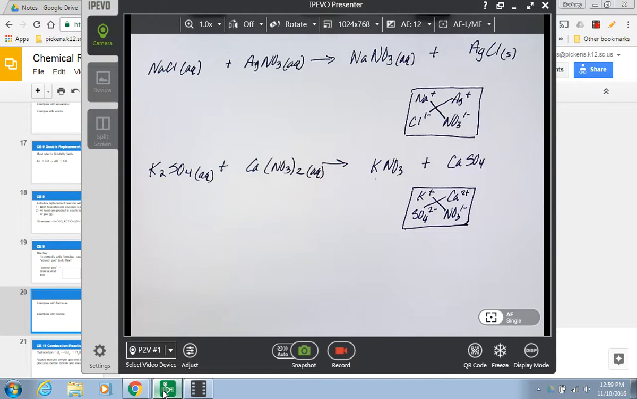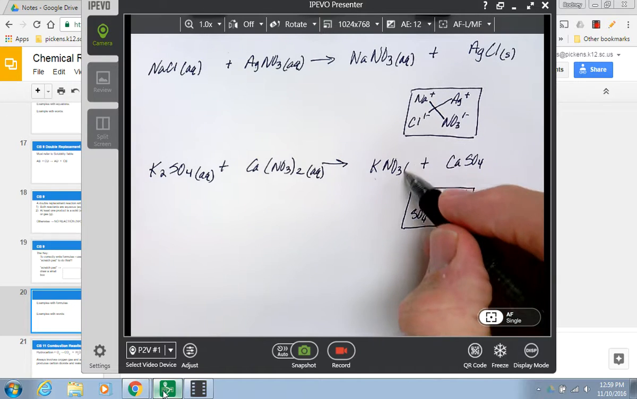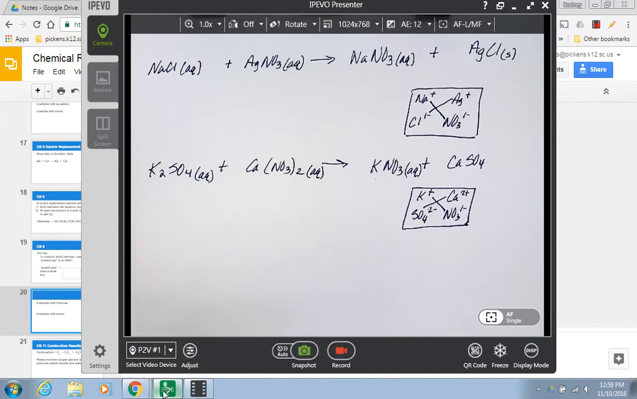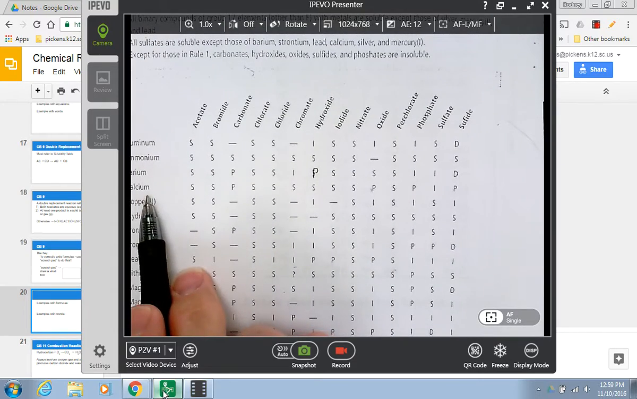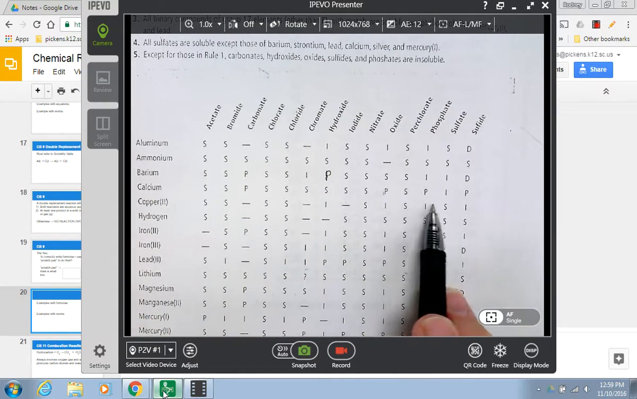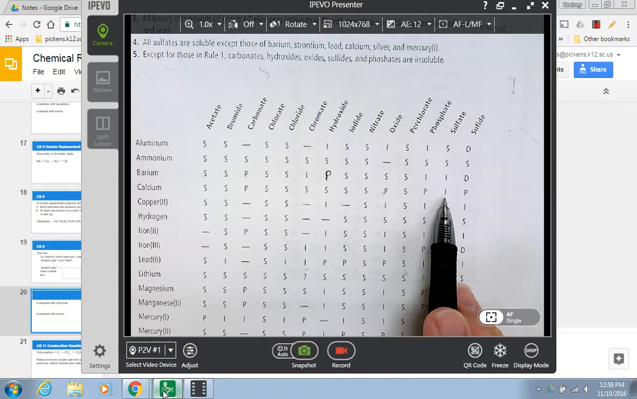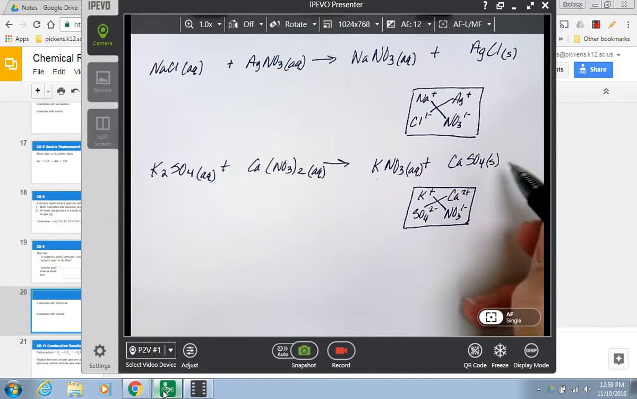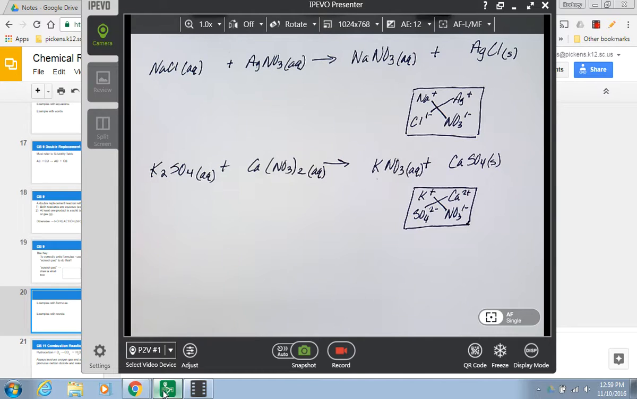So then we need to look it up. Nitrates are always soluble, okay? So we have AQ for the nitrates right there. And then we have calcium sulfate. So we find calcium on our solubility table. We look over and sulfate, and here's calcium, and here is sulfate right over here, and so we get an I. All right, so that means it's insoluble. So that means it is a solid. So we use S for a solid. Now we need to make sure this thing is balanced. All right, if it's not balanced, we need to balance it.